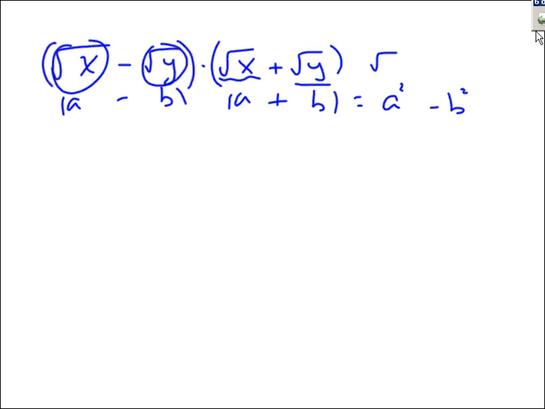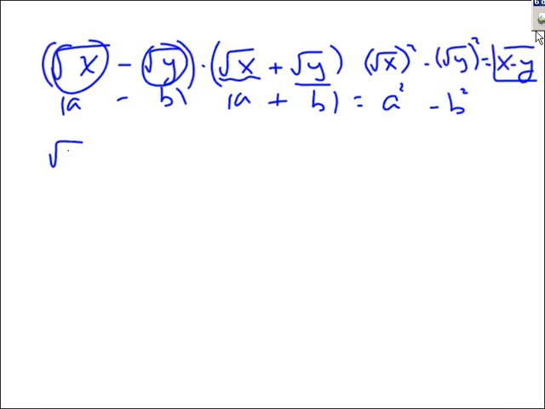A is the square root of x. It's A squared minus B squared. That is, it's x minus y. Notice, the final answer has no more square roots.